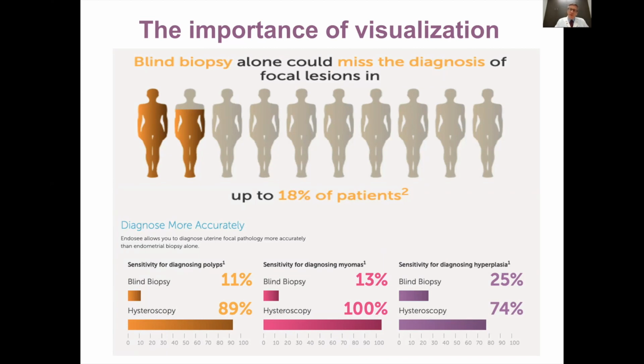So if there is a fibroid or a polyp, it may not catch it. And if there's a hyperplasia or even a cancer in some cases, it's going to miss it because those tend to be focal lesions, not throughout the whole cavity. So we've come up with the paradigm of doing hysteroscopy.